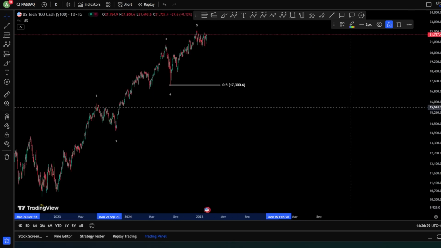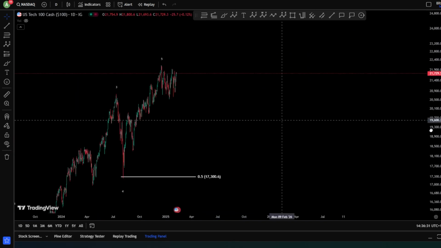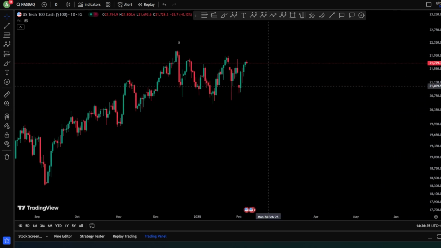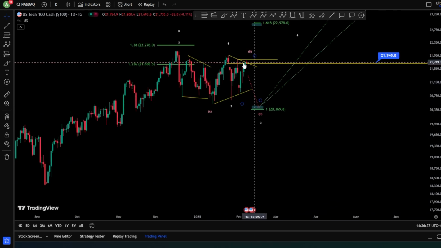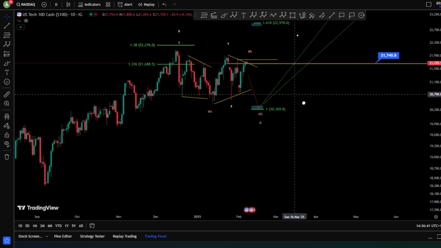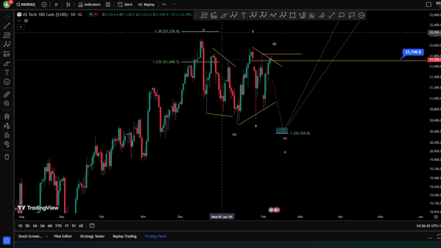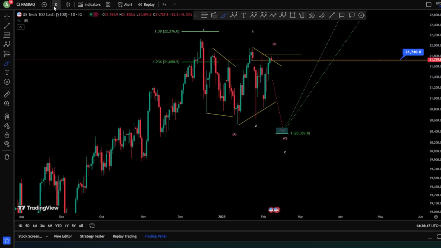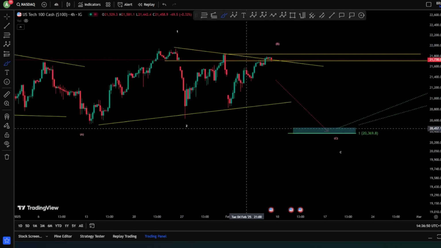Now let's take a closer look at the daily. On the daily, we can see today some red a little bit again. As you may know, yesterday we saw price action inside this triangle. Inside this triangle, we would like to see an A, B, C, D, and an E probably finished. Let's move even a little bit closer with the 4-hour chart.